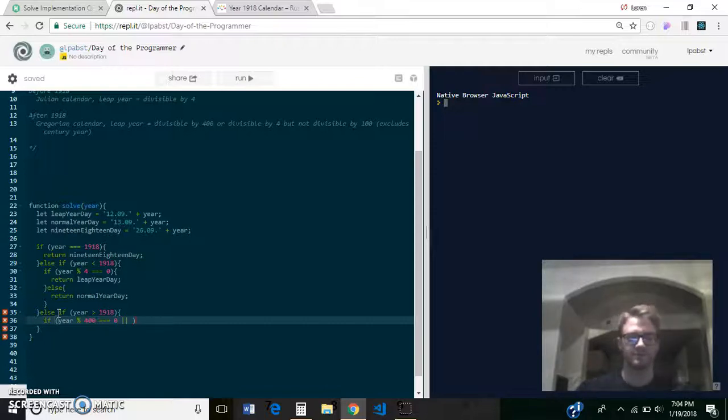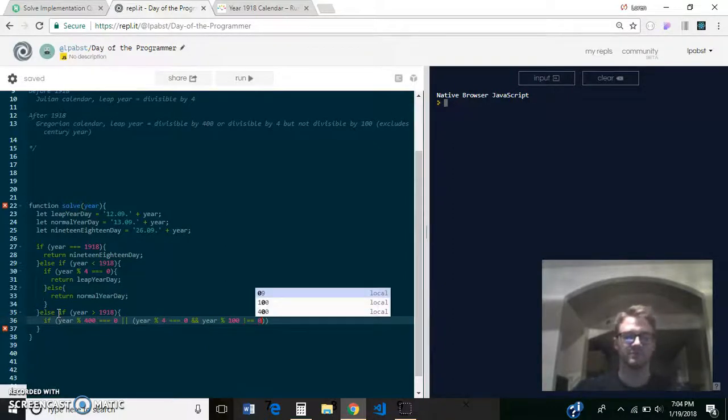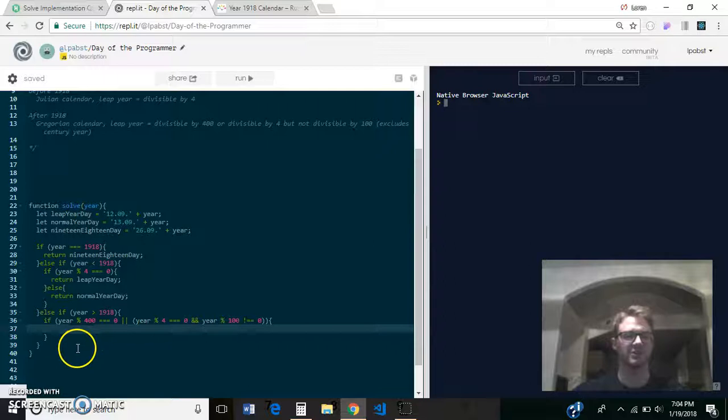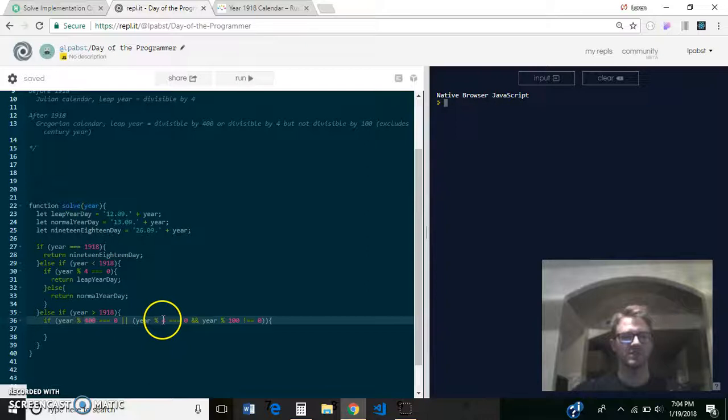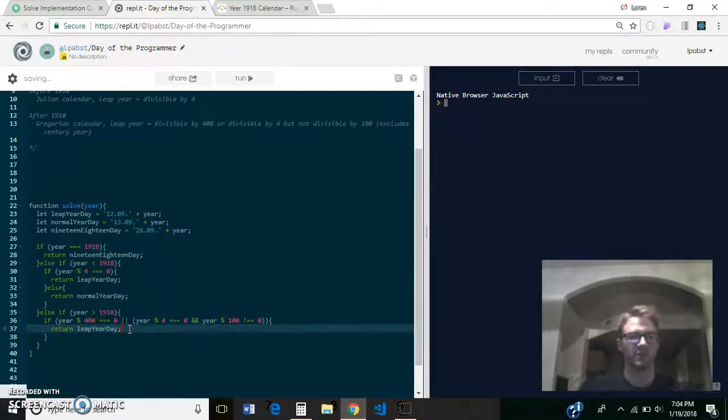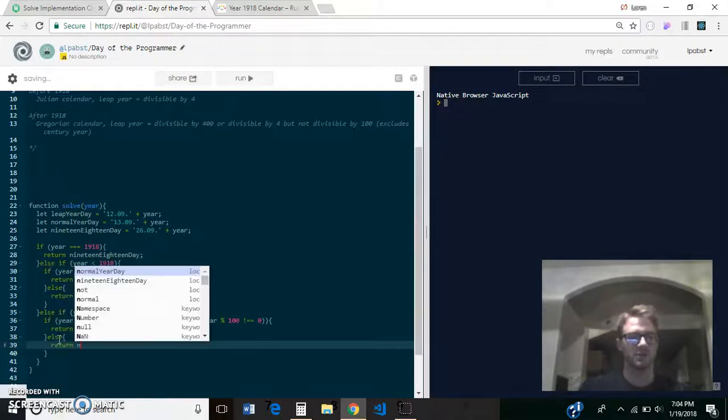Or if it's divisible by 4 and not divisible by 100. Alright, so that's the tricky part for the Gregorian. If it's divisible by 400, it's a leap year. Otherwise, if it's divisible by 4 but not divisible by 100, then it's a leap year. Okay, yep, I got that right. So I'll return leap year here, and otherwise it is a normal year.